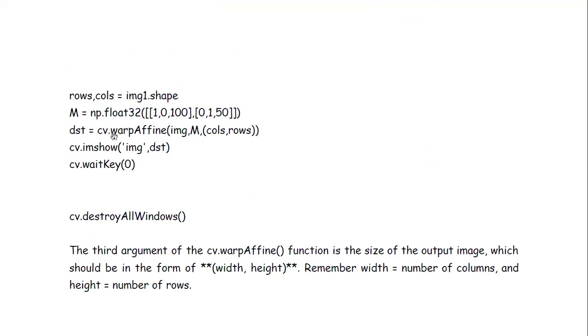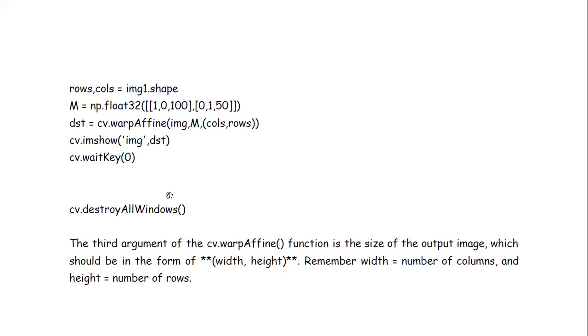Then dst = cv.warpAffine(img, M, (cols, rows)). Then show it. Now, after all this operation is done, memory will be released with destroyAllWindows. The third argument here in this cv.warpAffine is the size of the output image, which should be in the form of width, height. Now, remember, width is the number of columns and height is the number of rows.